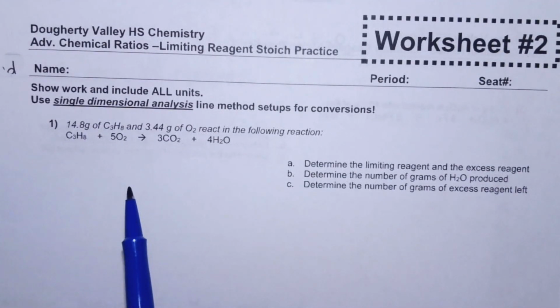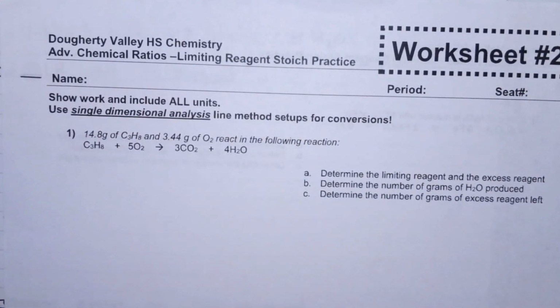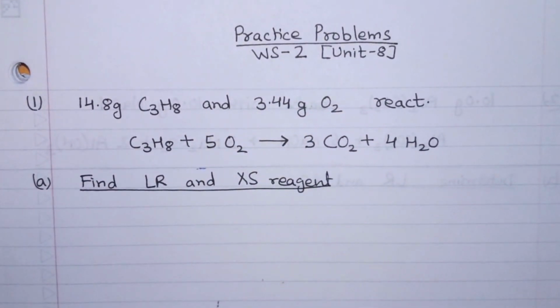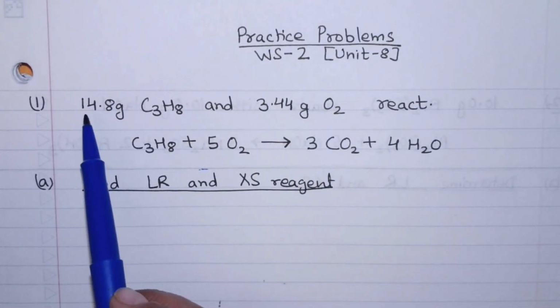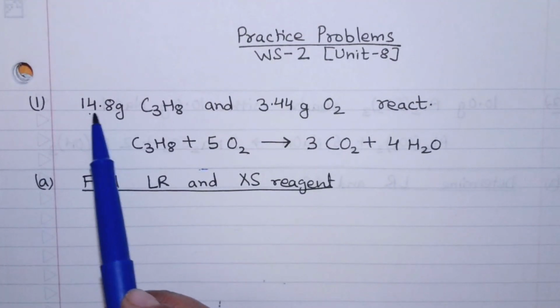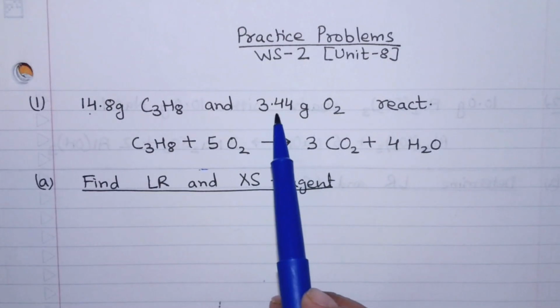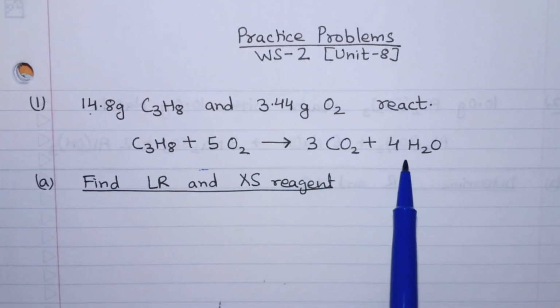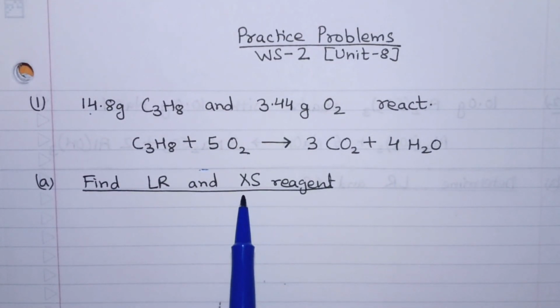And sometimes some questions will ask you to write down the balanced chemical equation first before you can attempt the problem. Okay. So I already have noted down this problem here from worksheet 2, problem number 1. So we have 14.8 grams of C3H8 and we have 3.44 grams of O2. They react together and this is the balanced equation. So first step is find the limiting reagent and the excess reagent, right?